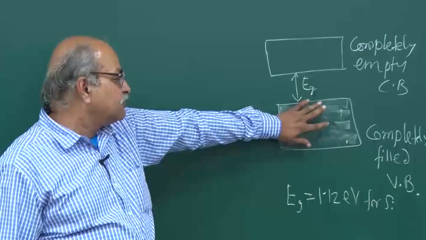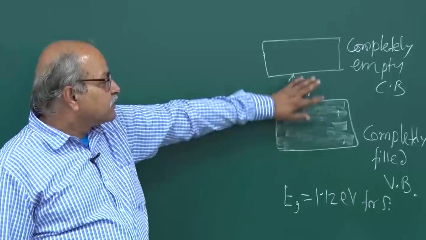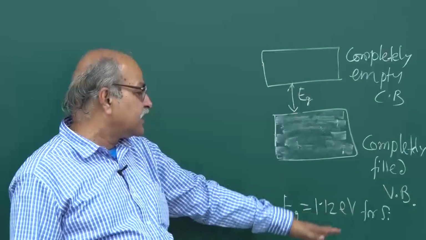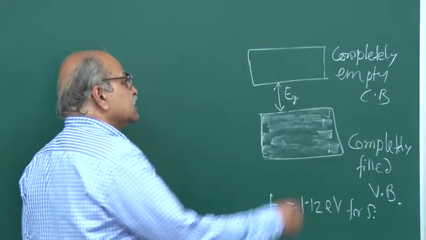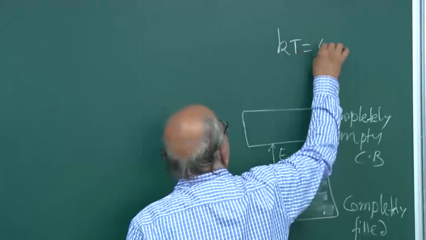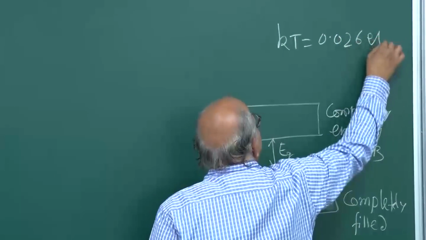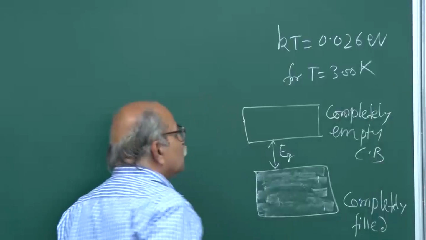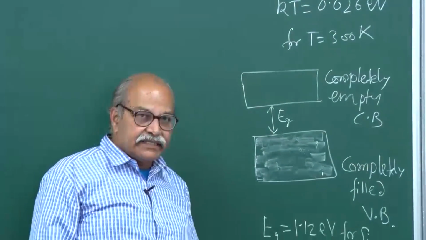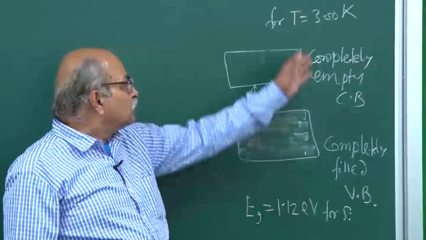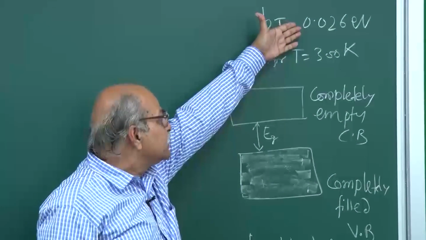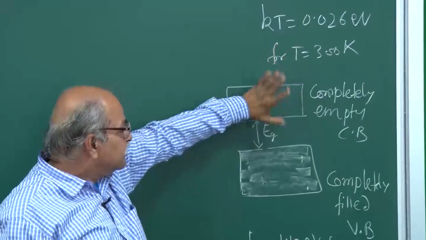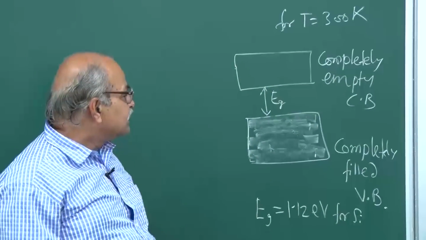The valence band will be completely filled at low temperatures, the conduction band will be completely empty, and there will be a gap which is not much larger than the room temperature value of kT, which is 0.026 eV for T equal to 300 K. So, room temperature, because all our work is around that temperature only. Surely Eg is larger than this, but it's not 100 times or 200 times. So, this kind of materials we call semiconductors.